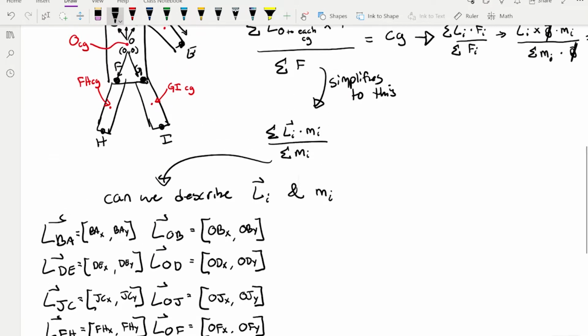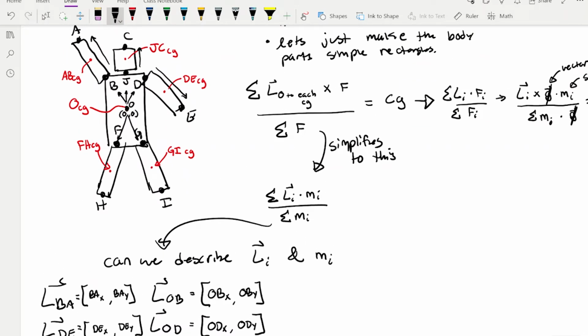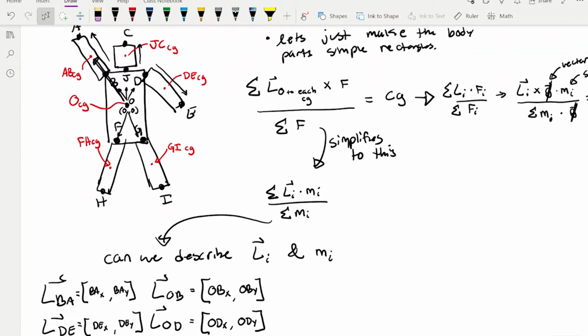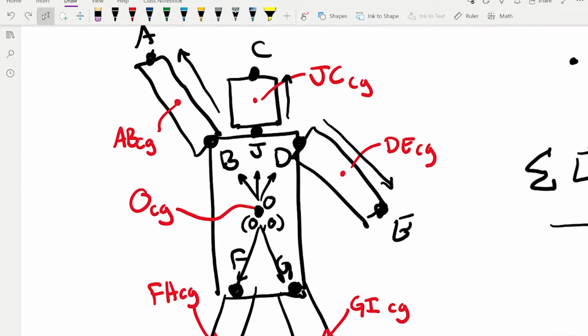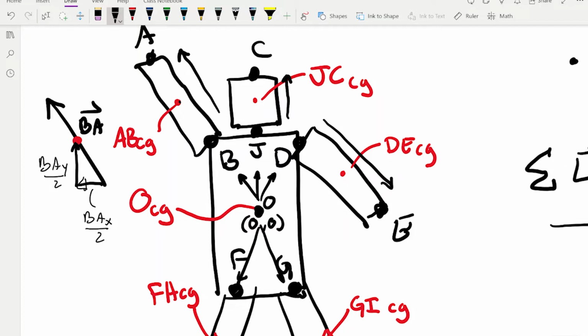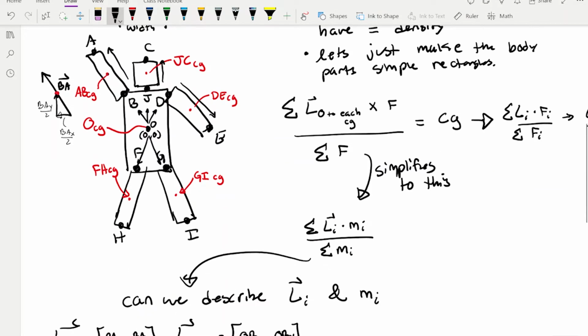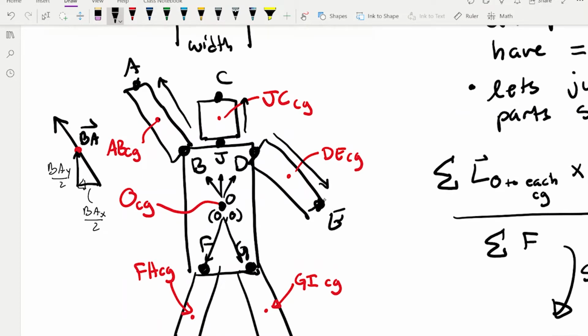Well, if we want to find a vector pointing from O to each center of gravity, say like here, how do we do that? Well, if we have a vector B to A, and we have a length right in the middle of that vector that describes our CG point, then this component is BAX and BAY over 2. So that means that for all the vectors, B to A, J to C, D to E, take 1/2 of the vector and you got your CG locations for that component.